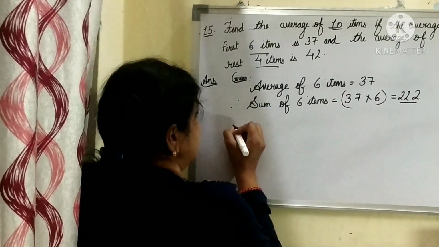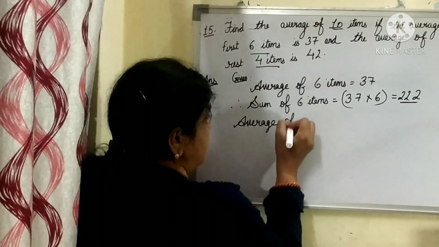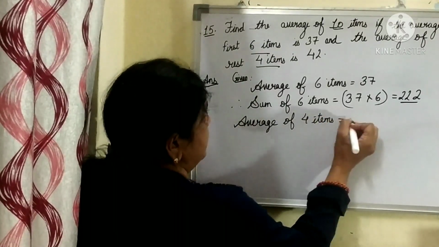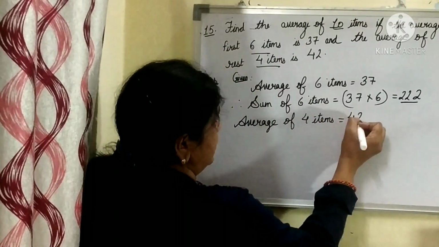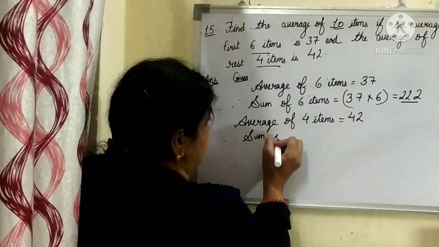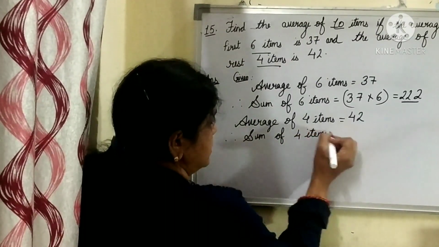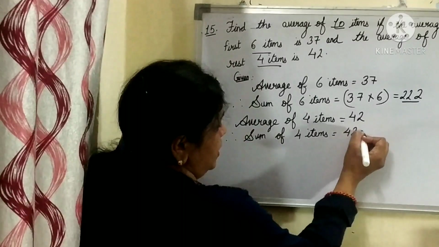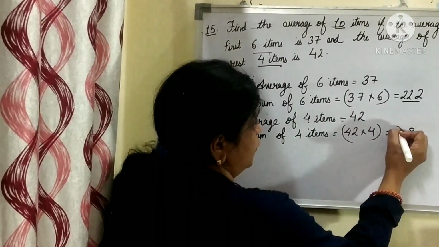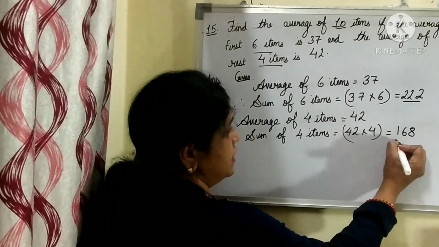Okay. Similarly, average of 4 items is equal to the given 42. Therefore, sum of 4 items is equal to 42 multiplied by 4, and it comes to be 4 2s are 8, 4 4s are 16, so 168. We have 222 and 168.